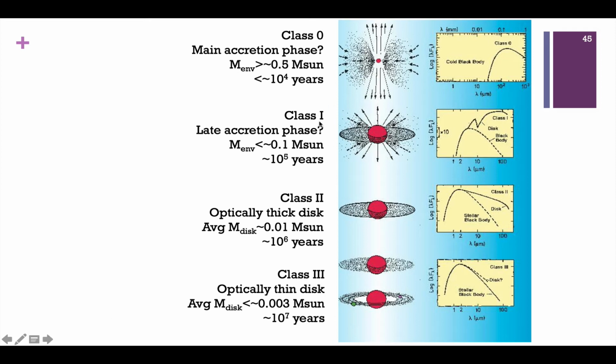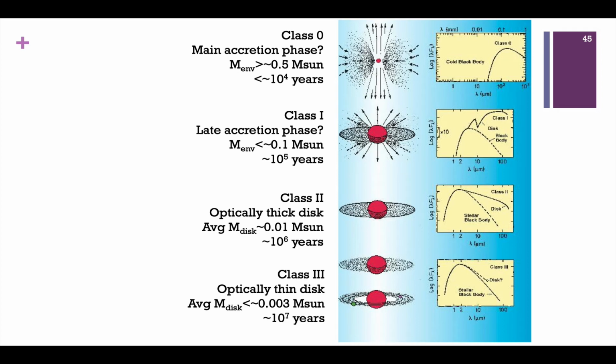Class 1 is a little bit older. You still have somewhat of an envelope, but you have a disk. The reason you have a disk is because of conservation of angular momentum. It can't fall just radially in. Every cloud probably has at least a little bit of spin, and so in order to conserve angular momentum, the stuff has to fall into a disk before it falls into the star. So you still have an envelope somewhat, but you have a pretty big disk too.